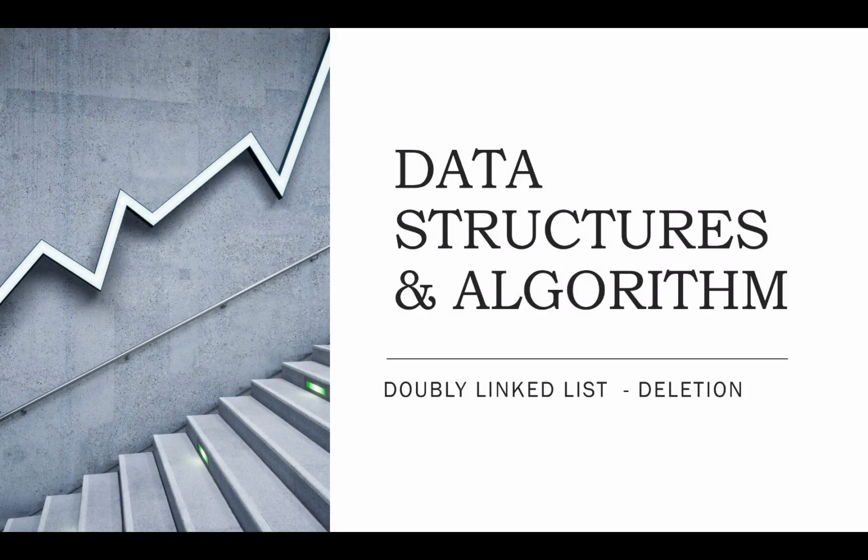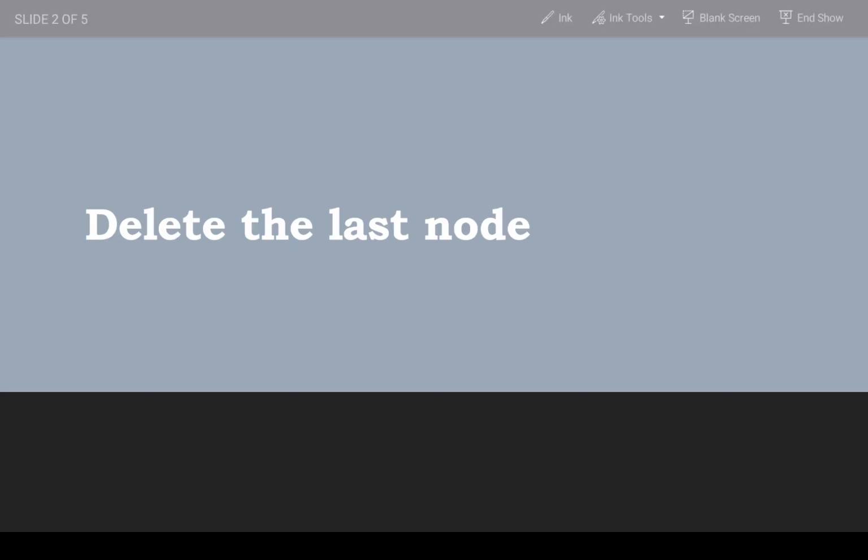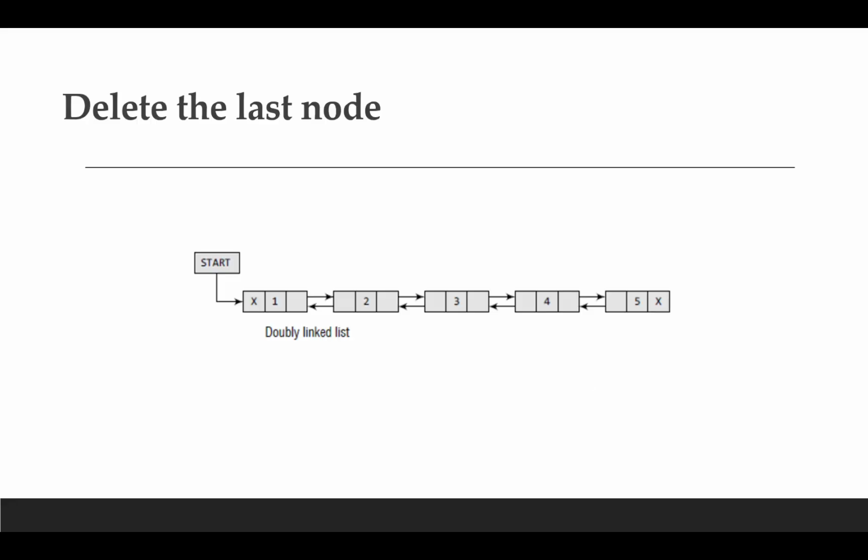So the next deletion method is deleting the last node. Here we are going to see how to delete the last node from the doubly linked list. We have to find the last node. To find the last node, the last node's next is null. So this is the last node, and this next part is null.